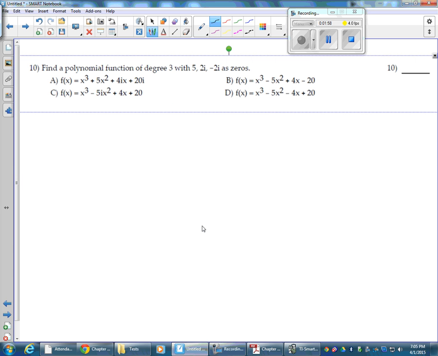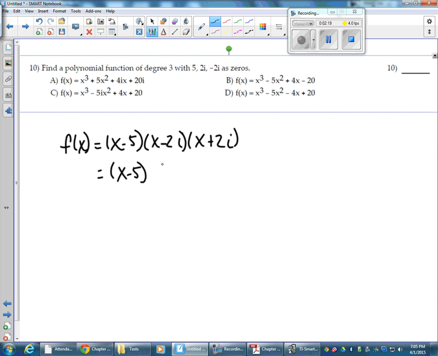Number 10, find a polynomial function with degree 3, and the zeros are 5. So that means x minus 5 would be a factor. 2i, so x minus 2i would be a factor, and negative 2i, so x plus 2i would be a factor. Again, it doesn't matter which two you multiply first. However, these last two are probably the easiest to multiply first because the outers and the inners, this is a difference of squares. So the outers and the inners cancel out, which makes it just a binomial when we finish.